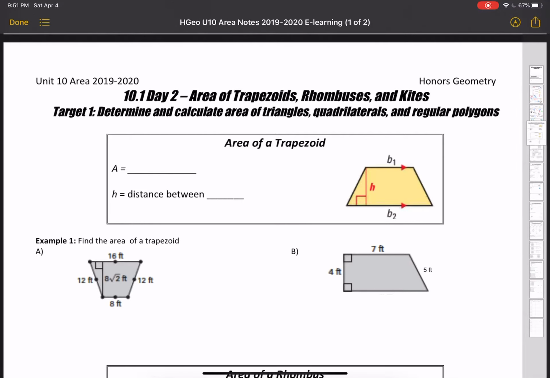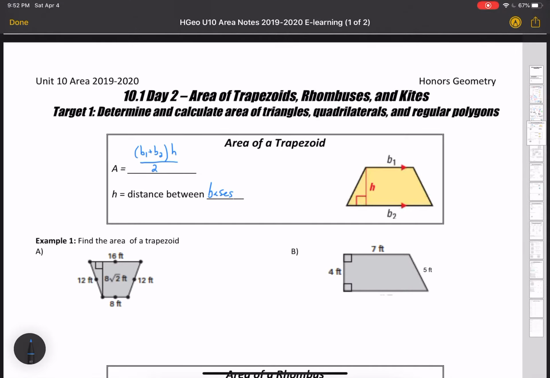Alrighty, so day 2 in our area unit, we're now going to be looking at area of trapezoids, rhombi, and kites. Again, you might be familiar with some of these formulas, or they might just be completely new. We'll see. So, area of a trapezoid, this one is a little bit more complicated. What we need to do is add together the lengths of the bases. So base 1 plus base 2 times the height divided by 2. And the height is the distance between the two bases.